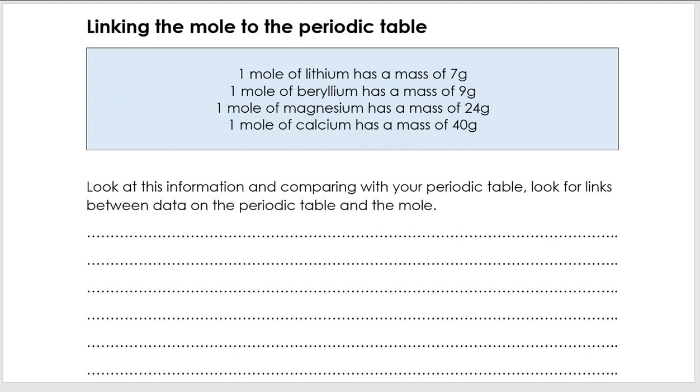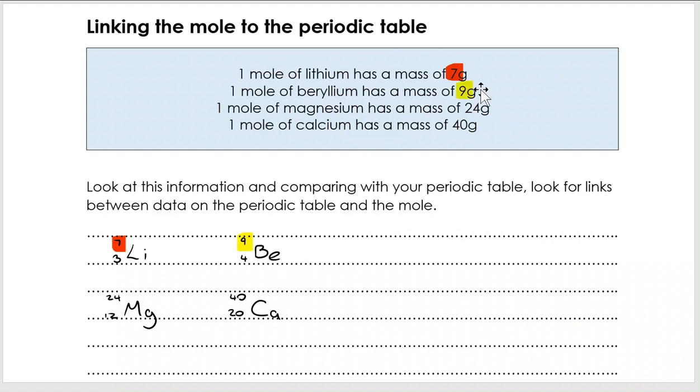Now on this one, what I'm going to do is start by drawing out what's on the periodic table. So lithium, 3 and 7, beryllium, 4 and 9, magnesium, 12 and 24, calcium, 20 and 40. And if I start colour coding some of the numbers, lithium has a mass number of 7. 1 mole has a mass of 7 grams. Beryllium has a mass number of 9.